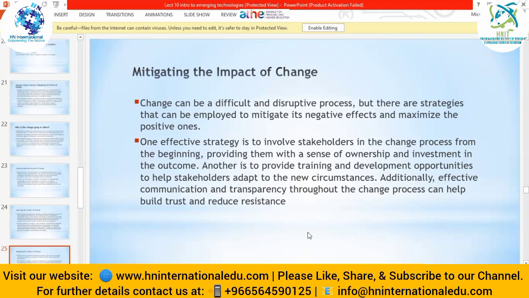Another is to provide training first, then you have to give the training for the change, that if this is going to be changed, then your responsibility will be this, you have to be trained like this. And additionally, communication and transparency throughout the change process can help to build trust and reduce resistance. If you communicate with people, most of your problems get resolved, and that is the part where you build your trust with your other partners.